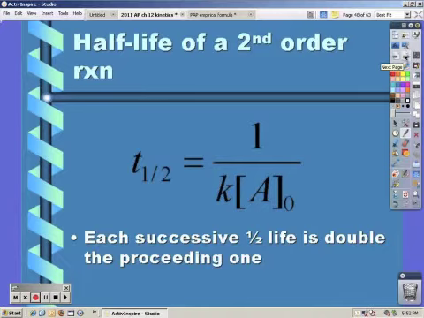Our half-life equation is half-life is equal to 1 over k times initial concentration. And for second order, each half-life is double the preceding one.